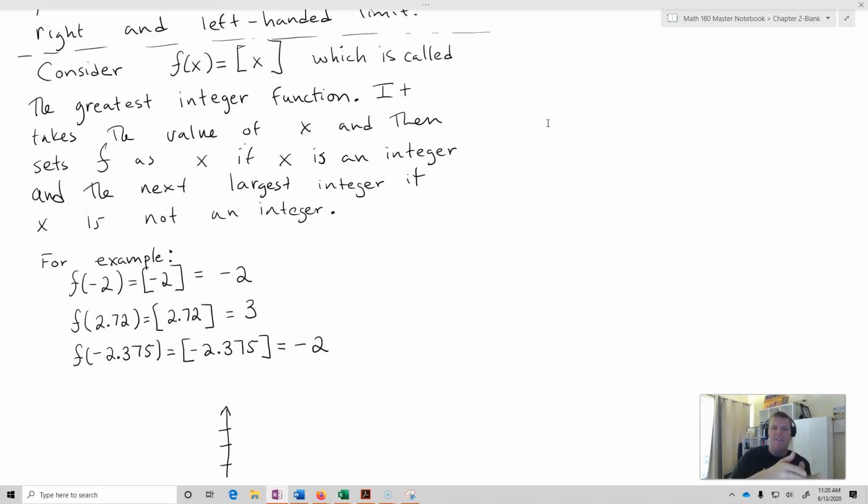And then f of negative 2.375 is going to be negative 2, because negative 2 is the integer that's larger than negative 2.375. It's the next one up. You've got to be careful with this function. The negatives matter. They're different.